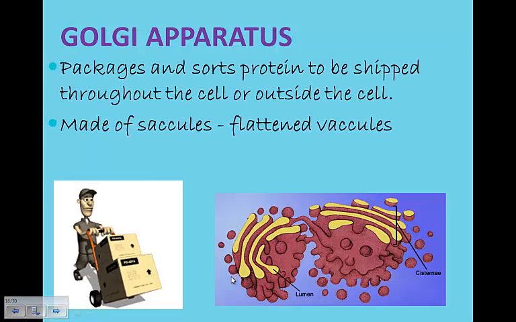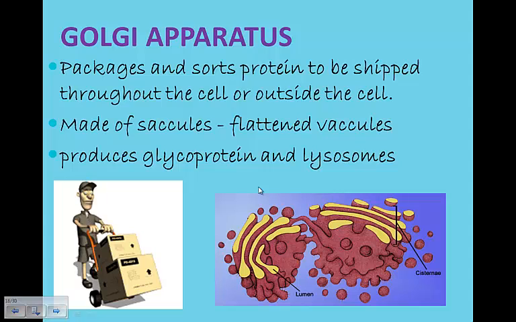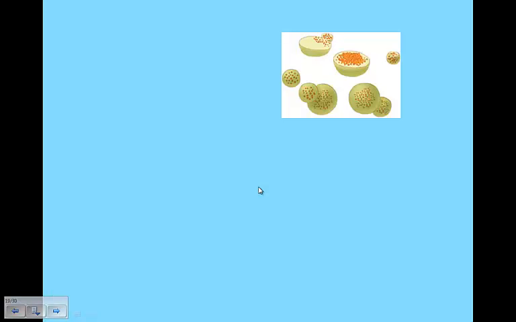We move right to the Golgi apparatus. What the Golgi apparatus does is it packages and sorts these proteins to be shipped throughout the cell or to the outside of it. It's made of these flattened saccules or vacuoles. It produces the glycoproteins and the lysosomes. So the Golgi apparatus packages and sorts those proteins, just like these guys are packing stuff up and moving it.